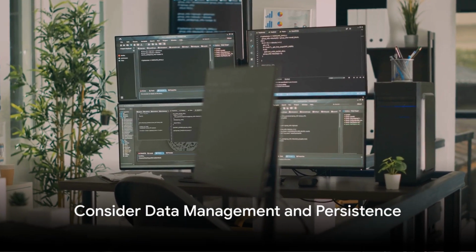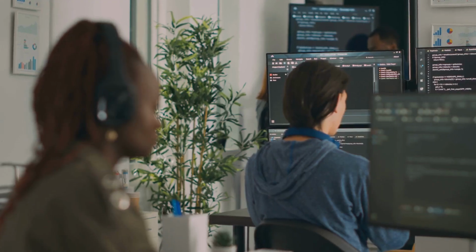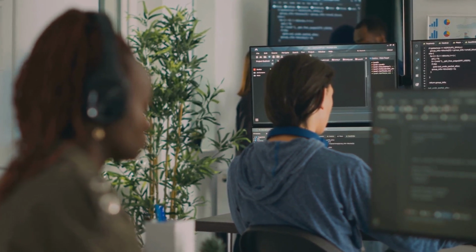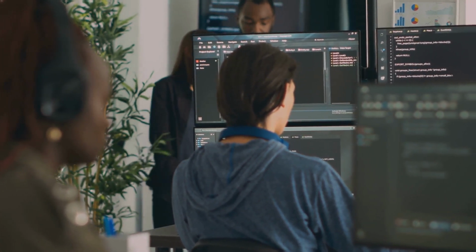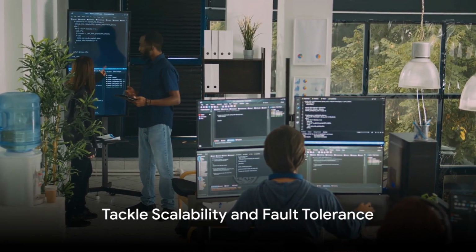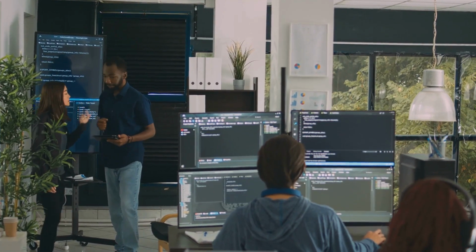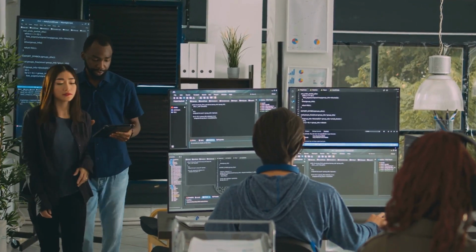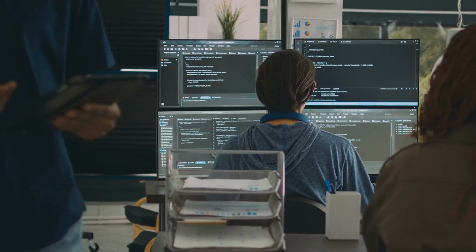Consider data management and persistence. Explain how data will be handled, which databases will be used, how synchronization will take place, and how data persistence will be managed. Lastly, explain how you'll tackle scalability and fault tolerance. Your microservices should be prepared to scale horizontally and handle failures effectively to ensure your system's performance is always top-notch.